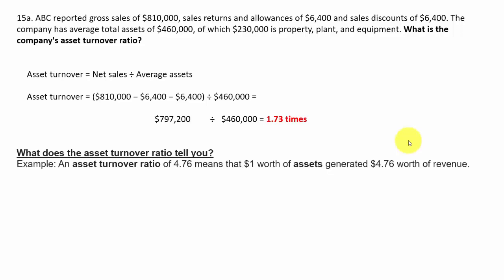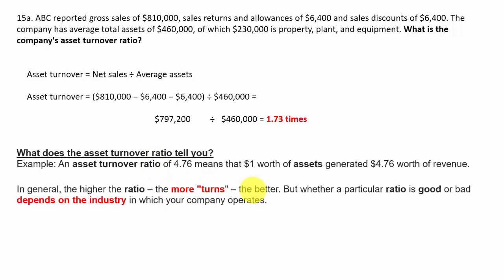Well, again, let's see, we have an asset turnover ratio of 4.76, which means $1 worth of assets generated $4.76 worth of revenue. And it looks like higher is better, of course, right? The higher this is, the better it is, because you want to definitely take whatever assets you've got, and the more revenue you can generate, the better that is. And again, in general, the more turns that you have is better. But whether a particular ratio is good or bad, like I said, it depends on the industry in which your company operates.